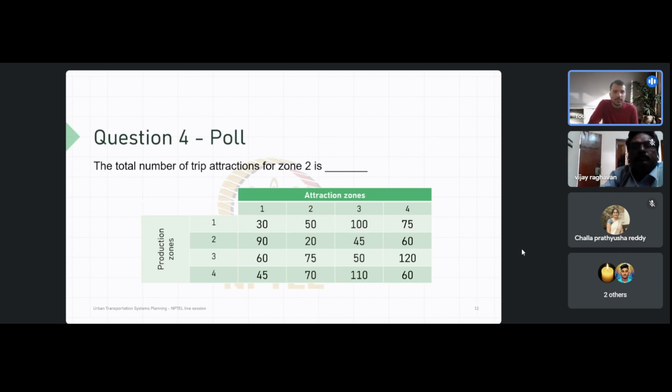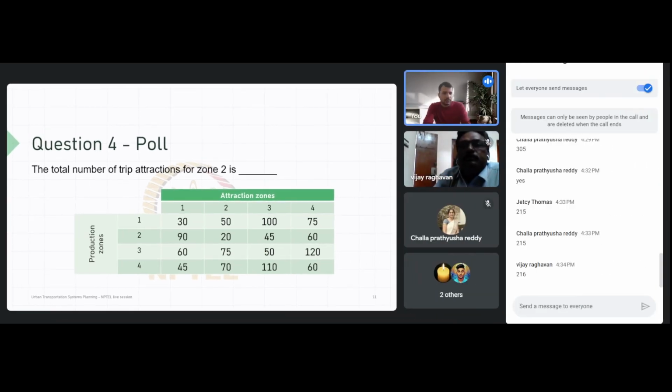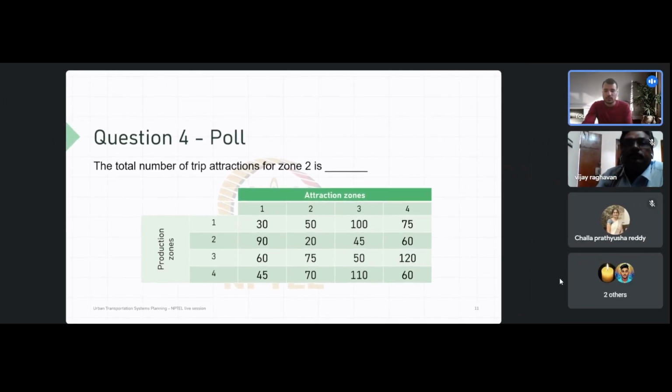See, the thing is, this is an interactive session, so please try to interact. That way, it is beneficial for both of us. You will learn better, and I will teach better. I know what problems you have. If you don't respond, I don't know. Okay, since no one else is responding, we'll discuss the answer for this.